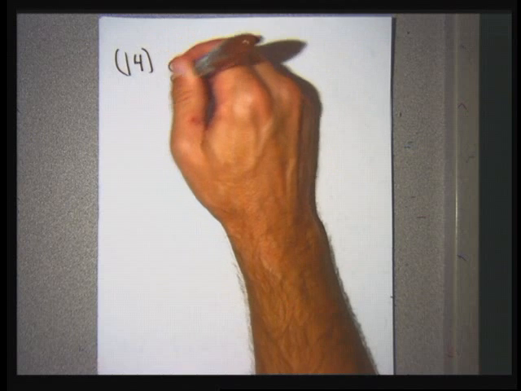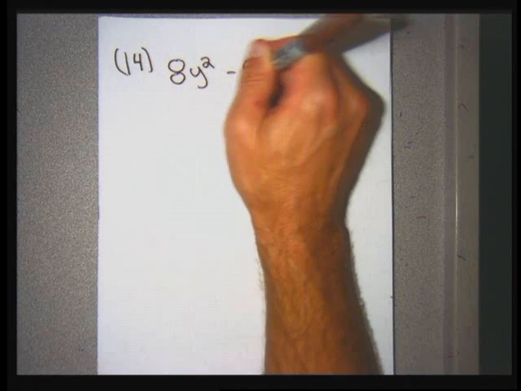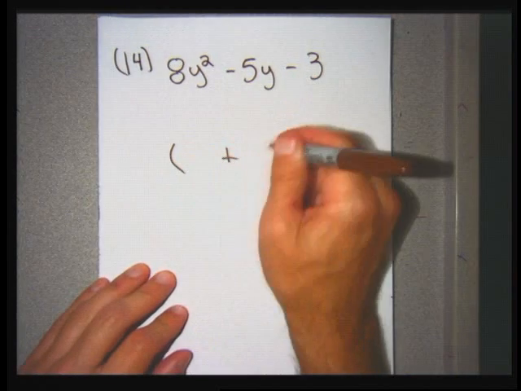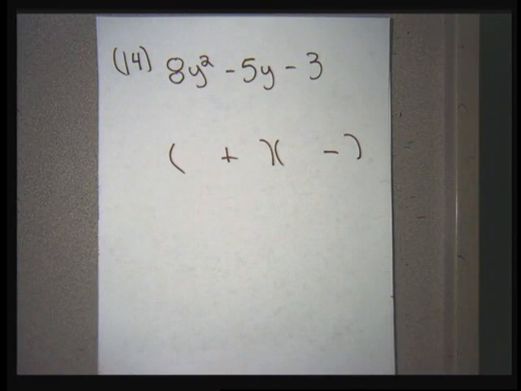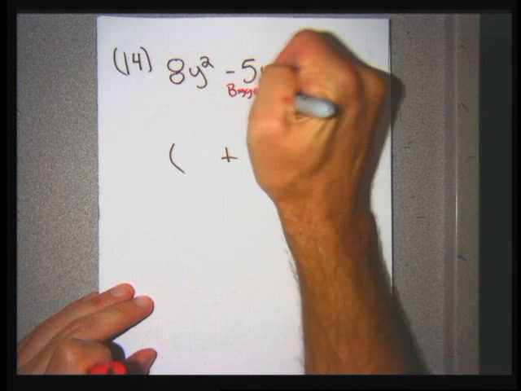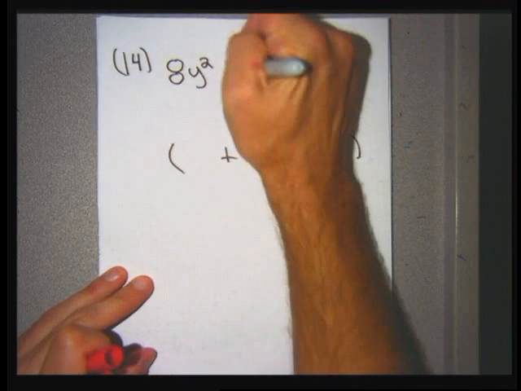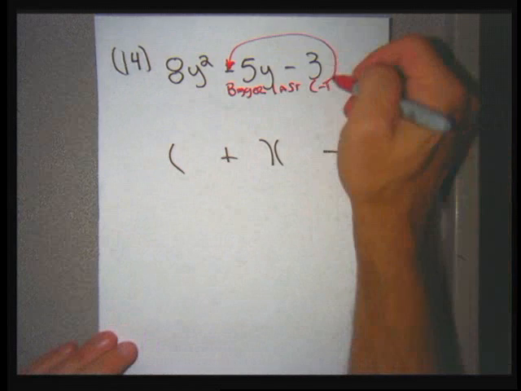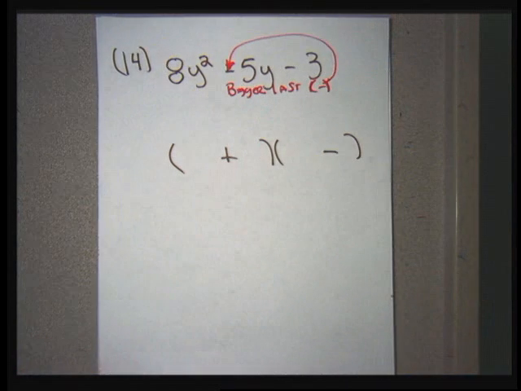14's harder because you get 1 plus and 1 minus. So when I go to factor 8y squared minus 5y minus 3, I can put my parentheses down. My lasts are going to have different signs, and the bigger last is going to get the minus because of that minus right there. So when I go to figure out my lasts, there is one parenthesis with a plus, one parenthesis with a minus.